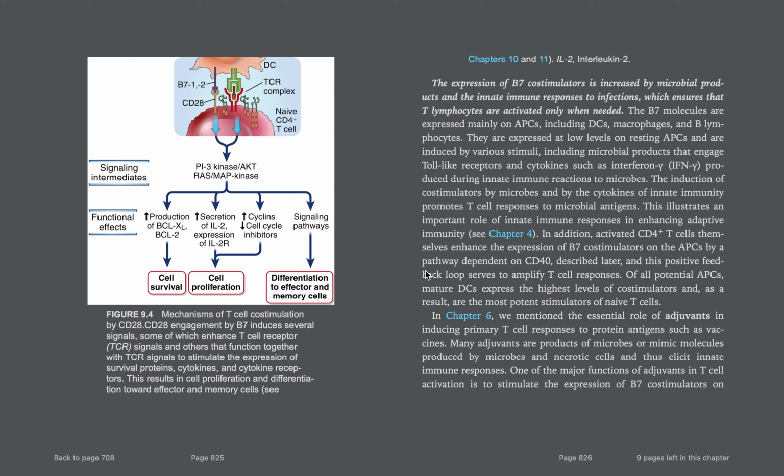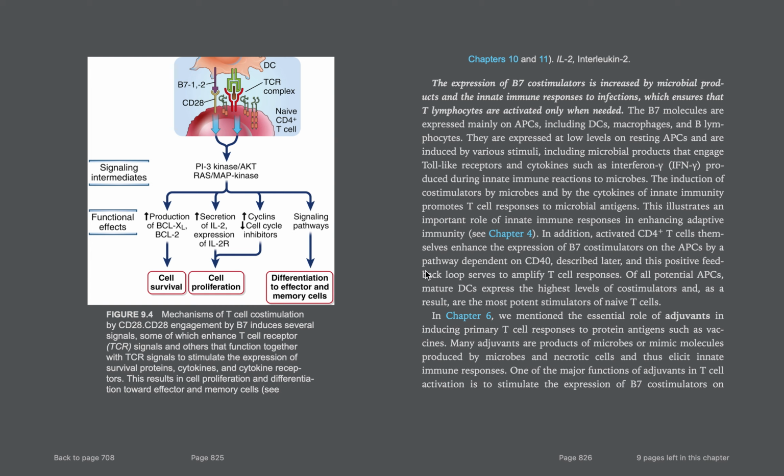In addition, activated CD4 T cells themselves enhance expression of B7 costimulators on antigen-presenting cells by a pathway dependent on CD40, described later, and this positive feedback loop serves to amplify T cell responses. Of all potential antigen-presenting cells, mature dendritic cells express the highest level of costimulators and as a result are the most potent stimulators of naive T cells.